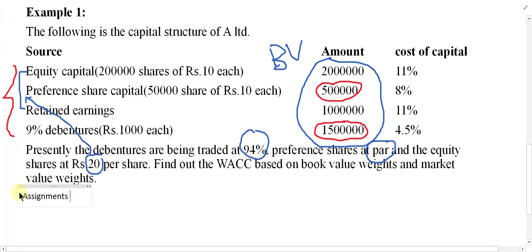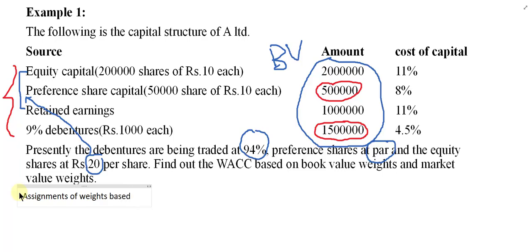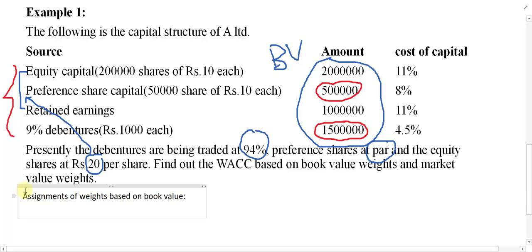Assignments of weights based on the book value. How can we assign the weight based on the book value? Total of each capital divided by the total capital of the business.